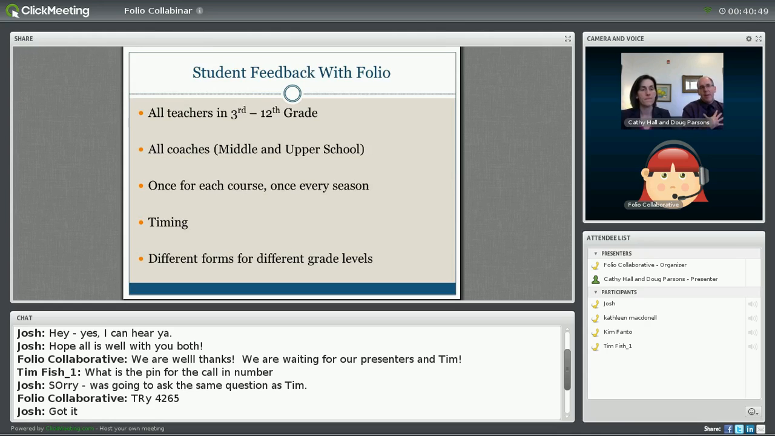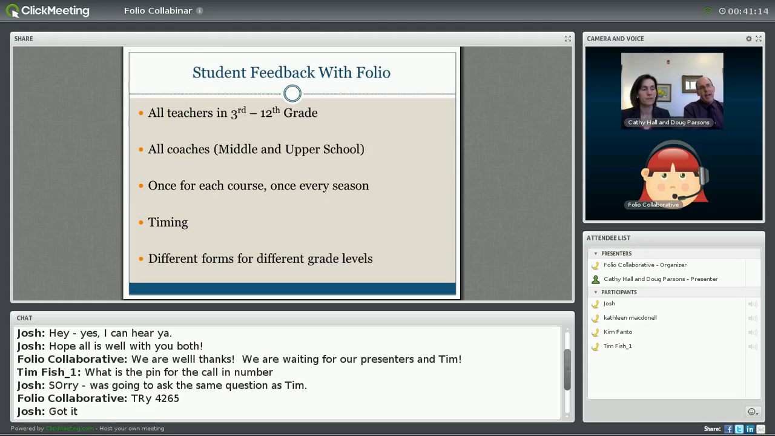I, for example, can compare myself as an upper school English teacher. I can compare my data to other teachers in the English department. I can compare my data to other teachers in the upper school. I can compare my data school-wide, and we wouldn't be able to do that if we had a different form for different units. We wanted a synthesis, so we wanted everybody to be on the same scale.